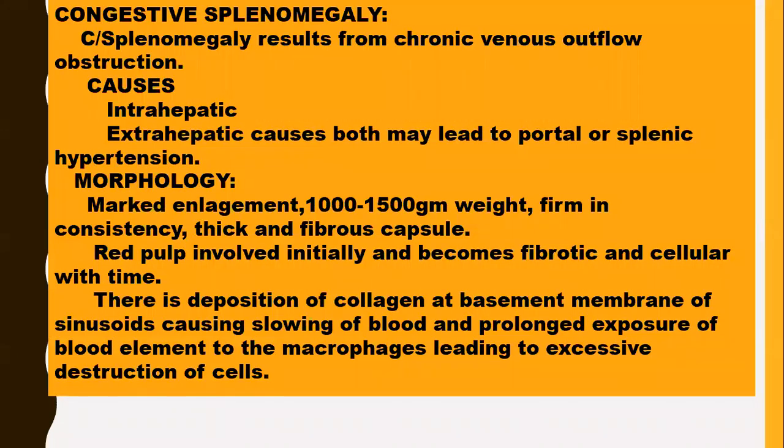Congestive splenomegaly. It results from chronic venous outflow obstruction, and the causes are either intrahepatic or extrahepatic. The extrahepatic causes both may lead to portal or splenic hypertension. Morphology here is marked enlargement up to 1500 grams in weight, firm in consistency, and thick and fibrous capsule formation. Red pulp involved initially and becomes fibrotic and cellular with time. There is deposition of collagen at the basement membrane of sinusoids causing the slowing of blood, with prolonged exposure of blood elements to the macrophages leading to the excessive destruction of the cellular elements in spleen.